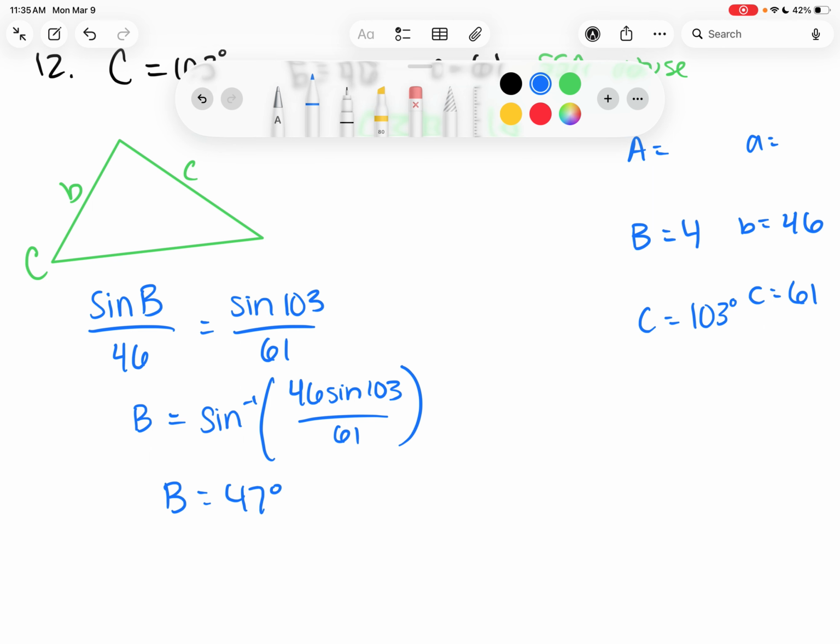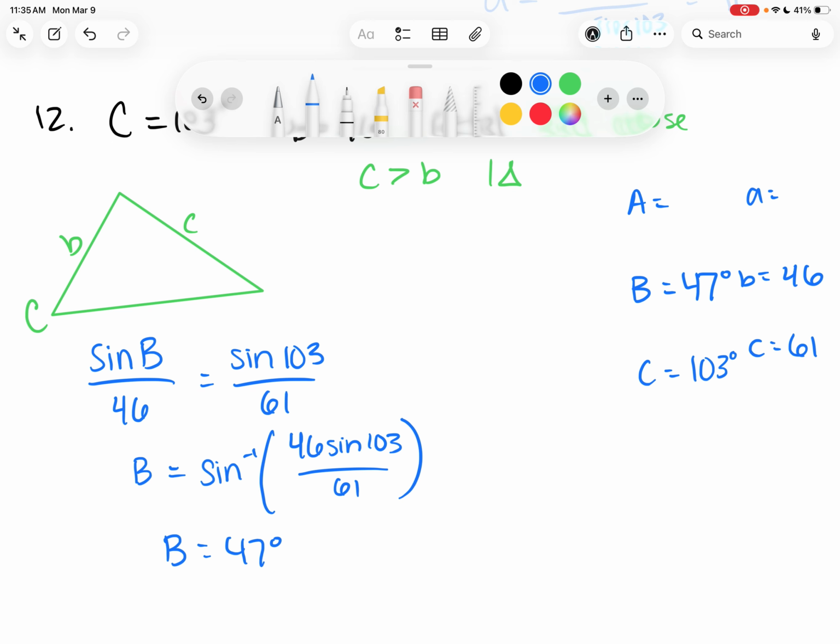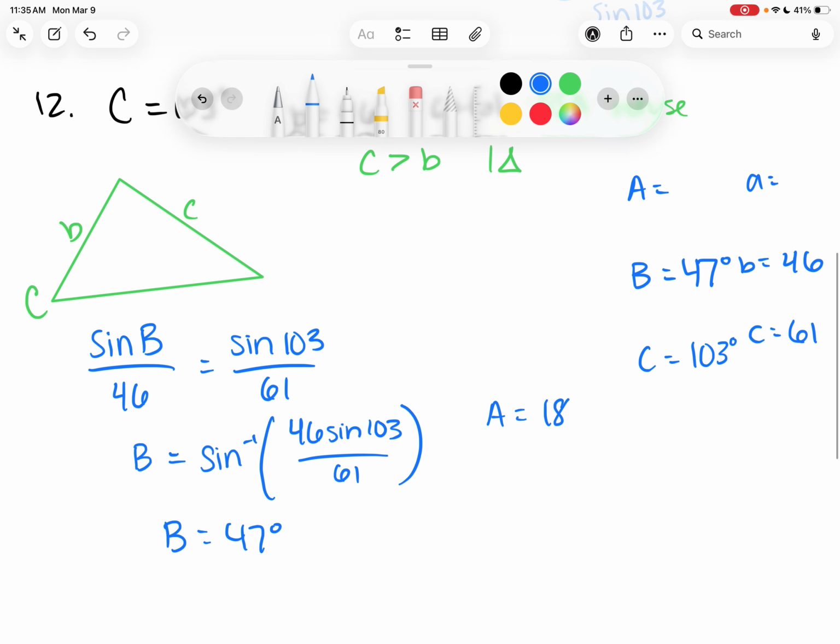47. All right, how do I solve angle A then? 180 minus 103 minus 47, which is 30 degrees. So that ends up being 30 degrees.